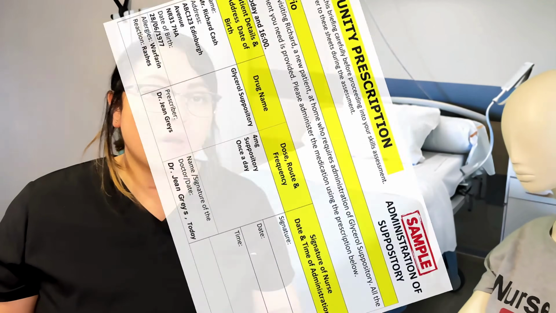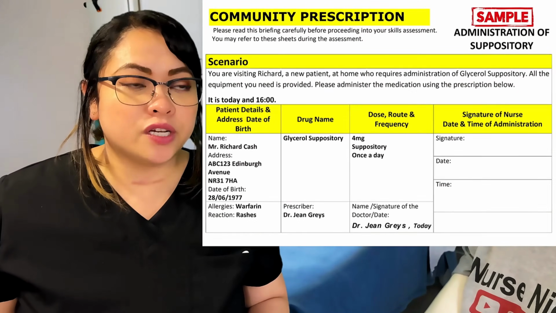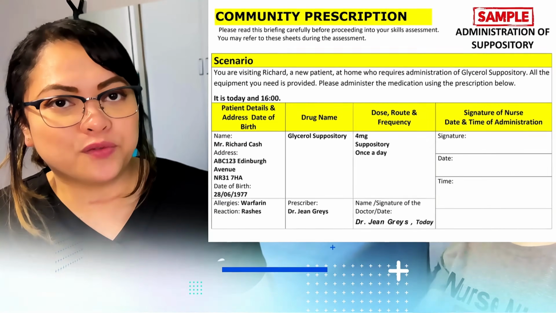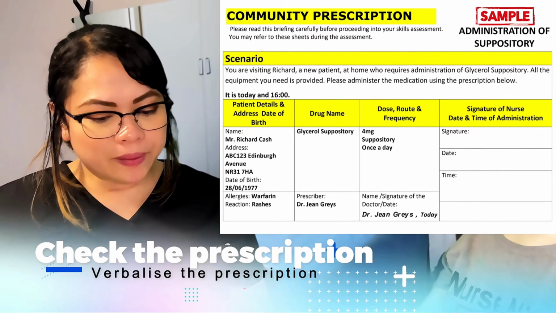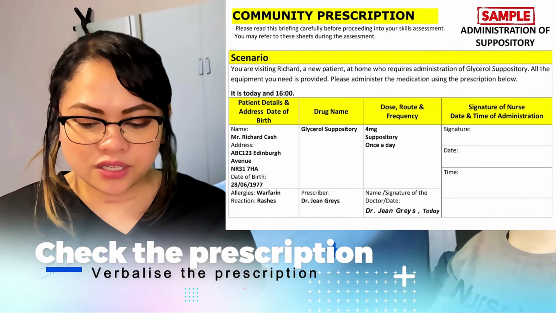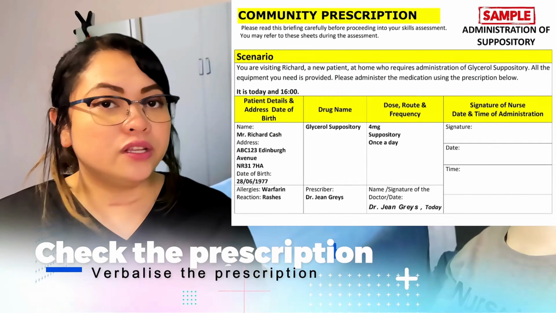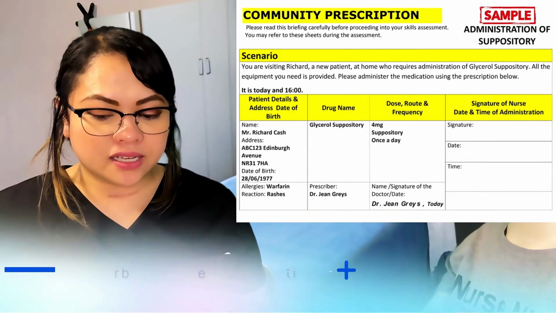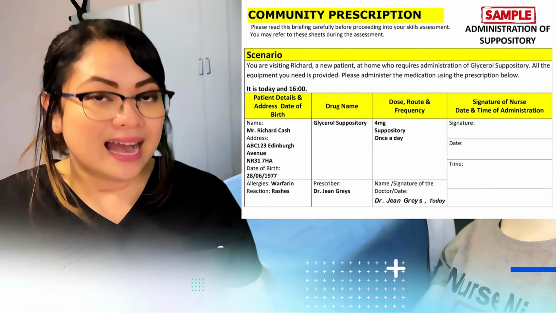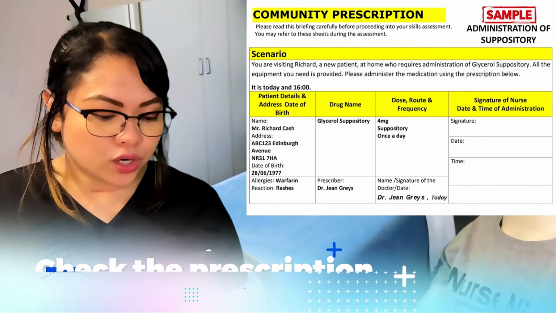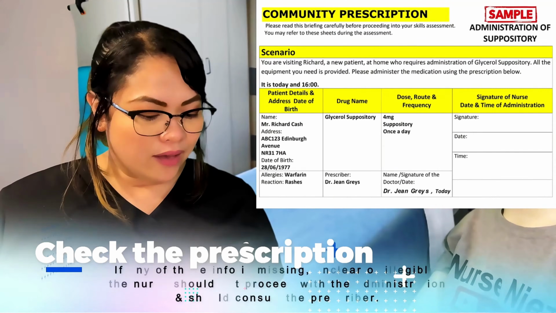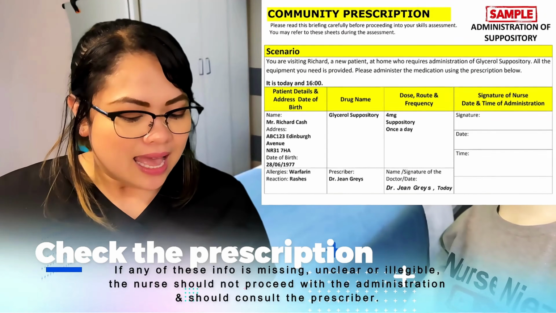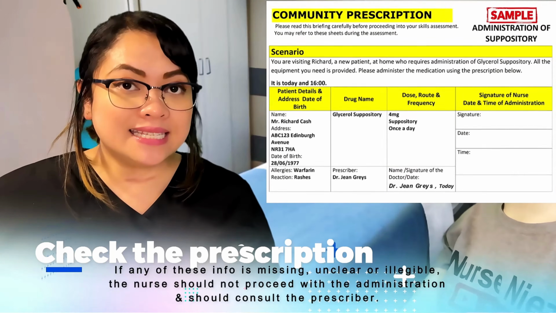Before I do that, by the way, I need to read the prescription first. I'm going to put it on the screen right over there. According to this scenario, you are visiting Richard, a new patient at home who requires administration of a glycerol suppository. All the equipment you need is provided. Please administer the medication using the prescription below. Again, the prescription says the name, Mr. Richard Cash. Address is ABC 123 Edinburgh Avenue, NR 317HA. Date of birth is 28th of the 6th, 1977.